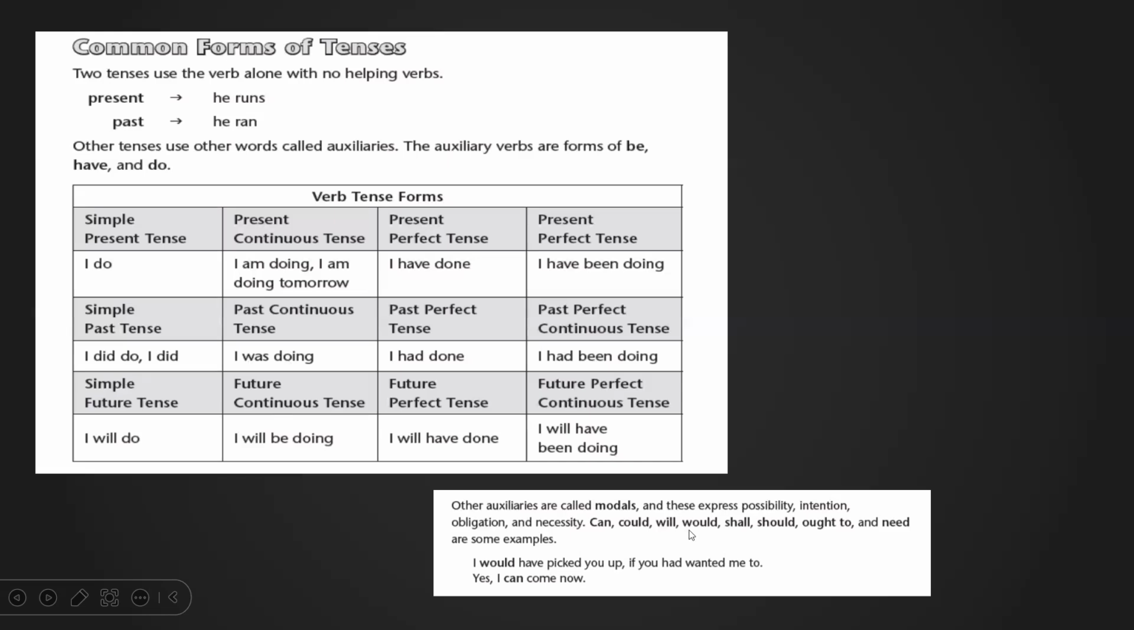Then we have some verbs that are considered to be modal verbs or modals, and they can express possibility, intention, obligation, or necessity. Can, could, will, would, shall, should, ought to, need, okay? These are modal verbs and we use them alongside other verbs in a sentence. Perfect.